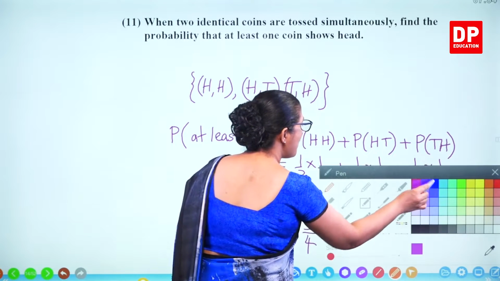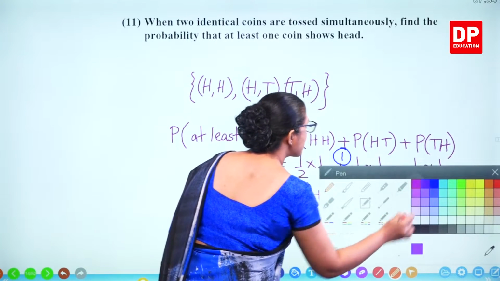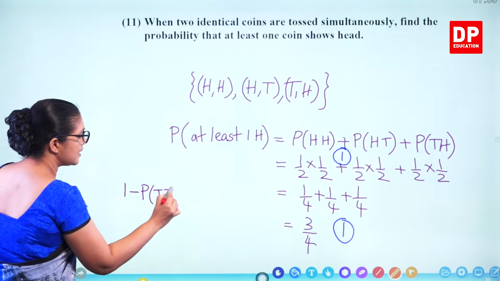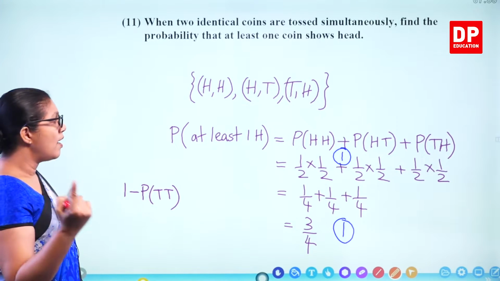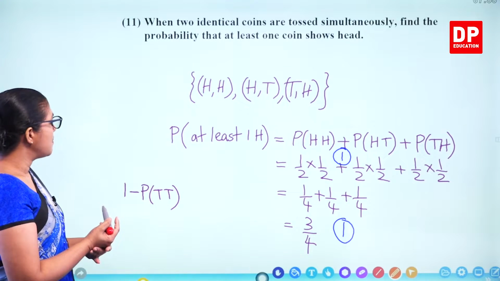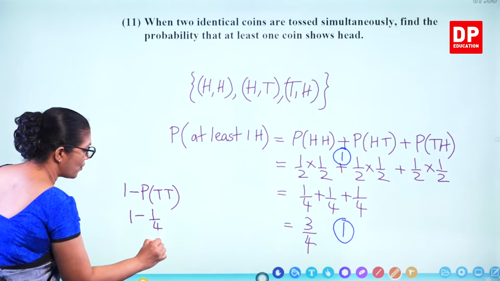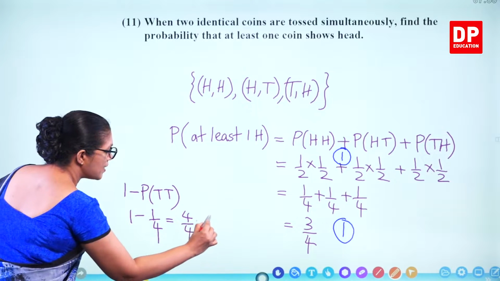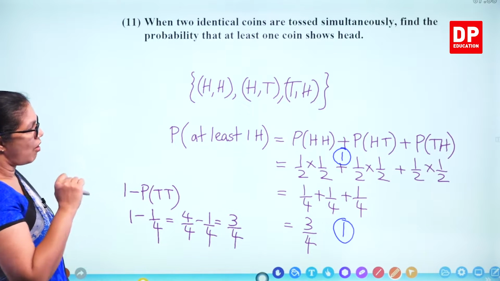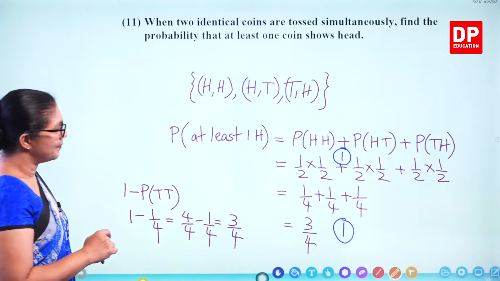Or what's the other method you can do? You can take 1 minus the probability of getting tail, tail. Because all the other possibilities are at least one head, and tail, tail is the only possibility we can't take. So 1 minus that. So 1 minus half times half means 1/4. So that means 4/4 minus 1/4, you get 3/4. So either you can use this or this method. So which one is easy? This method is easier than that.